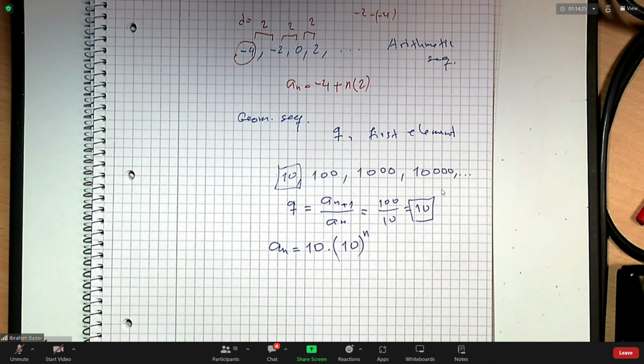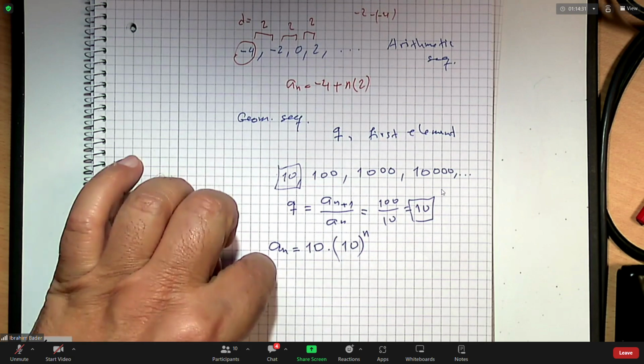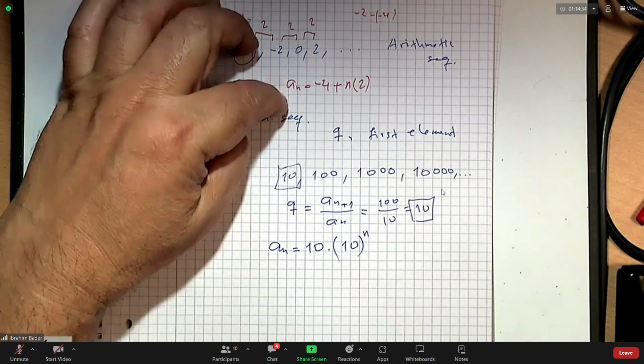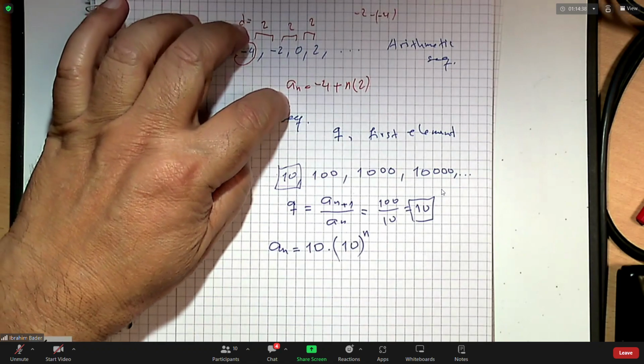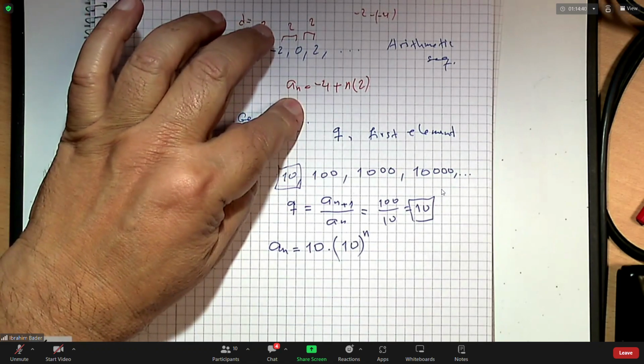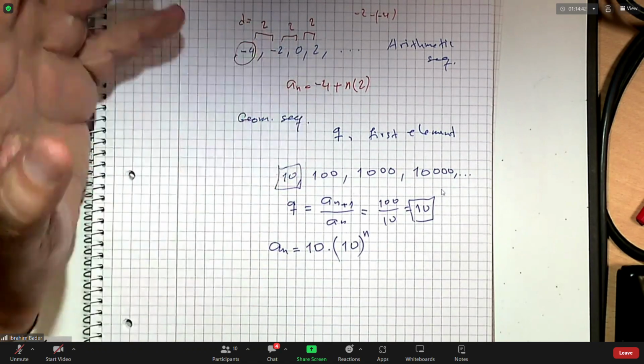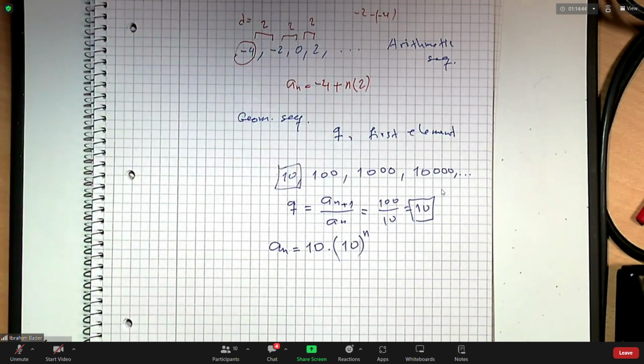Is that clear, how to read N and Q from the sequence? Now, if you are asked, after you have evaluated this, for instance to evaluate the element number 60, then you just plug in 60 for N. This is the meaning of the general term. You can evaluate the value at any given position.